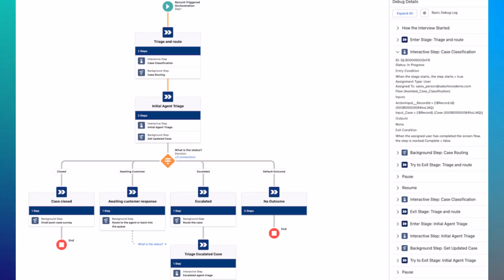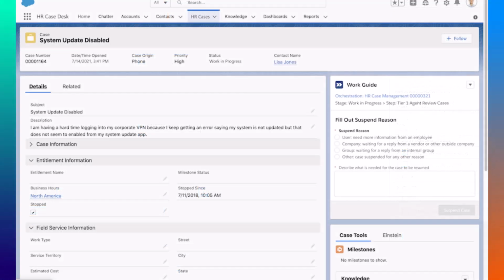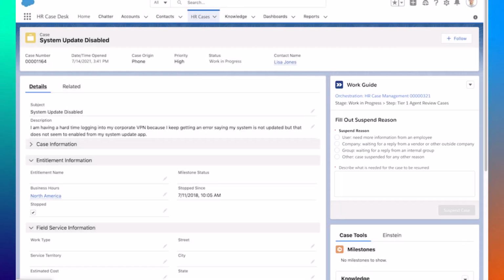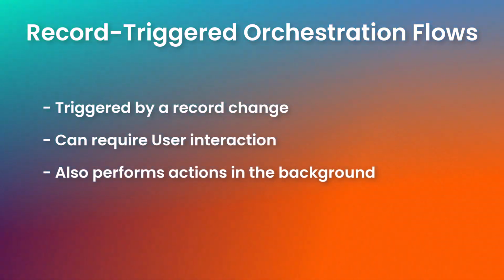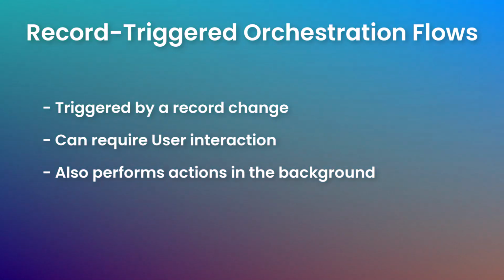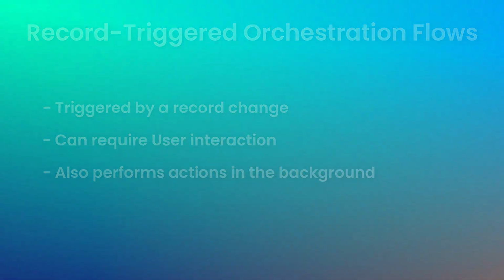Finally, record-triggered orchestration flows are a combination of multiple types of flows. This type of orchestration triggers when a record is created or updated, similar to a record-triggered flow. The flow can be built for multiple stages, flows, and steps, and even involve multiple user interactions. Here is an example of an orchestration used for case triage. Orchestration flows are initially triggered in the background, but can also require user interaction to proceed. These user interactions can be triggered via components on Lightning record pages.